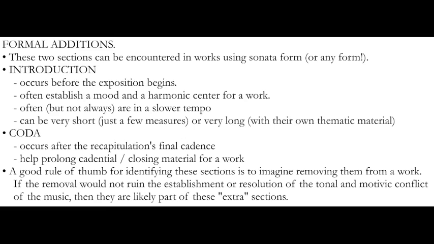Let's talk very briefly, and then we'll finish, about some formal additions. Two sections that we will encounter in many works using sonata forms, and honestly works in any form: introduction sections and coda sections. We find these very frequently in any piece of music, and so it's good to just talk about some of the basics. I'm going to talk about them here in the context of sonata forms, but they can be found in introductions and codas to our rondo forms, to our ternary forms, to our binary forms, to most of our forms.